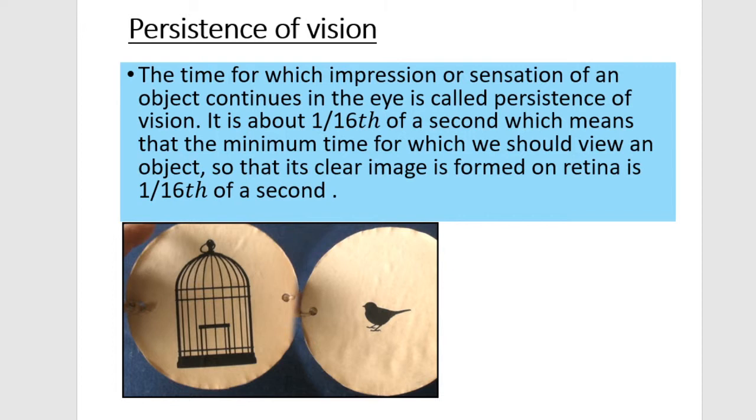So this is what is called persistence of vision, which means now if we are seeing the cage, our brain has still restored the picture of the bird. Now quickly when we switch over to the bird, the brain has still restored the picture of the cage. So what we feel, our brain understands that probably both the pictures are existing at the same time and we see the bird in the cage, right? So that is persistence of vision.